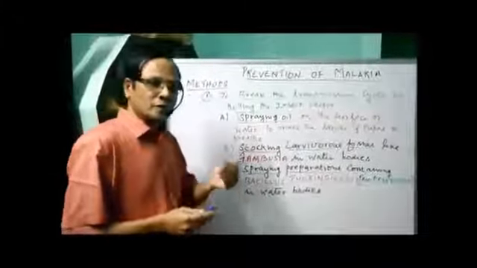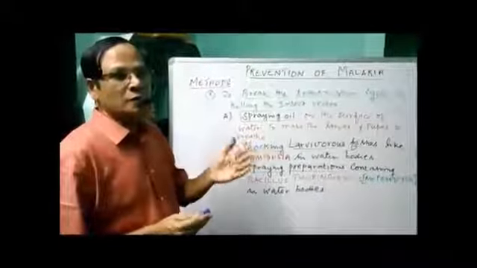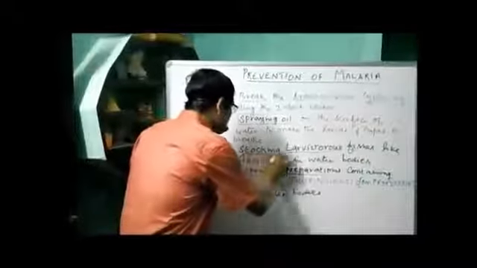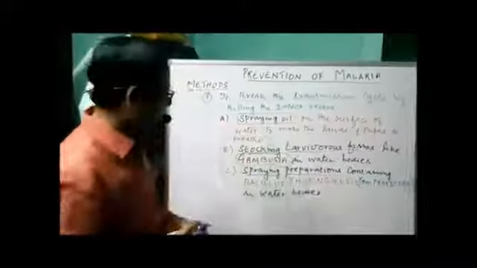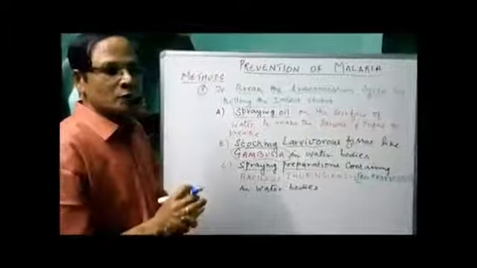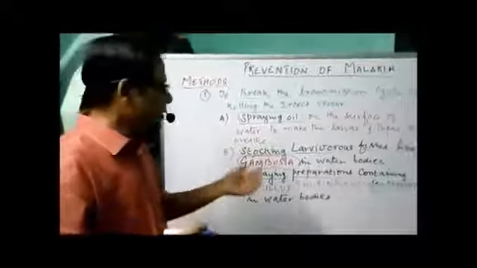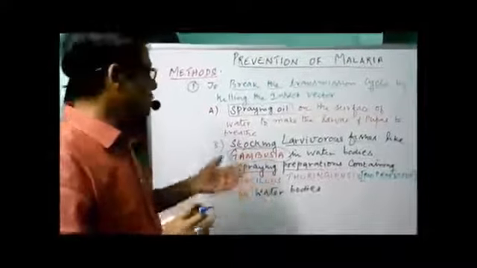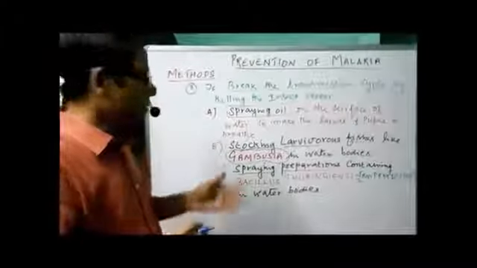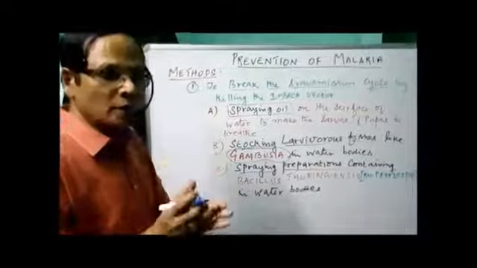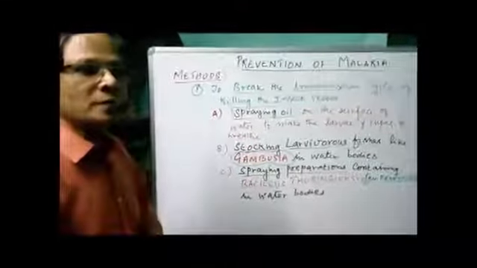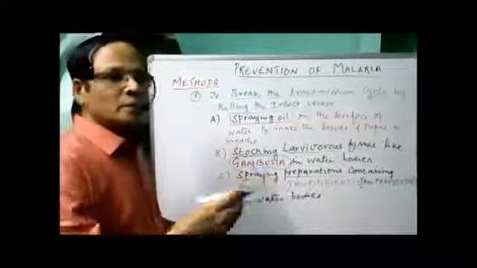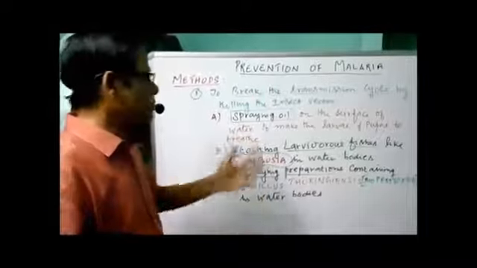Now the second one is larvivorous fishes. Certain fishes are available to kill the larvae because the larvae are used as their feed. The fishes feeding on larvae are called larvivorous fishes, for example Gambusia. It is introduced into water bodies like ponds, draining ditches or any other permanent water bodies, so they can eat the larvae. This is actually called the biological control method. Introducing a fish, or using one animal to eradicate another animal, is called the biological method of control. So it is a biocontrol method. It feeds on the larvae, reducing their development into the adult form, so the mode of transmission is broken.